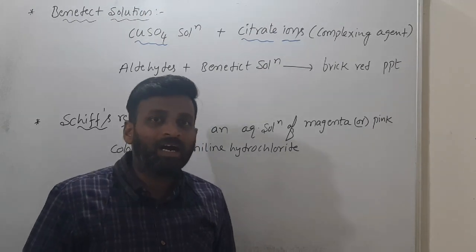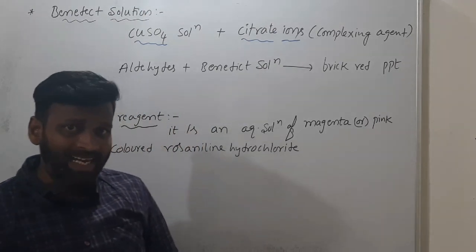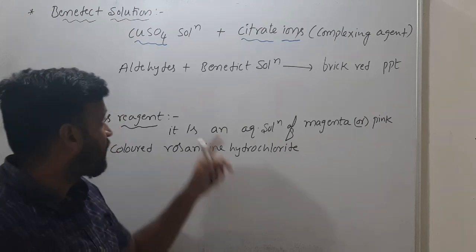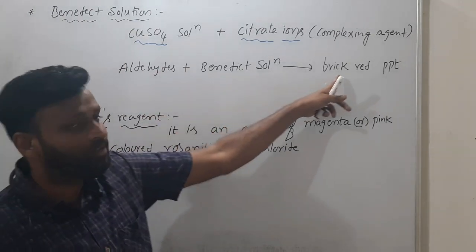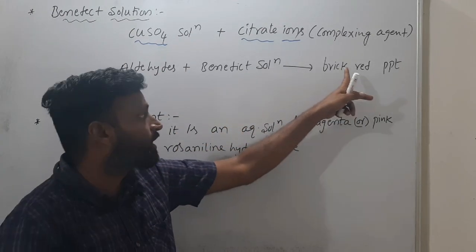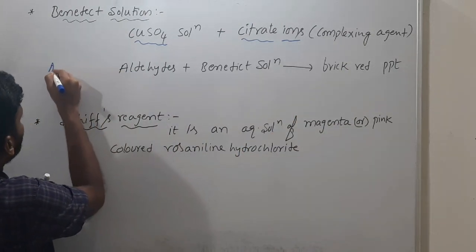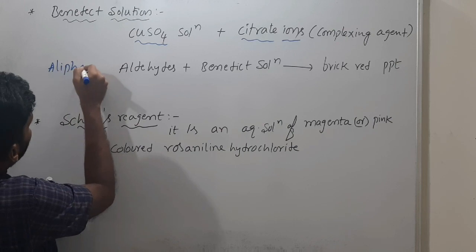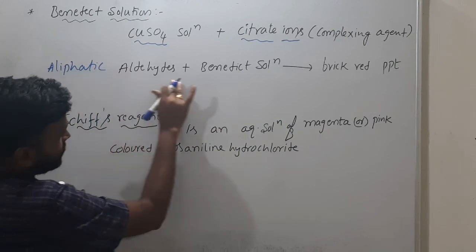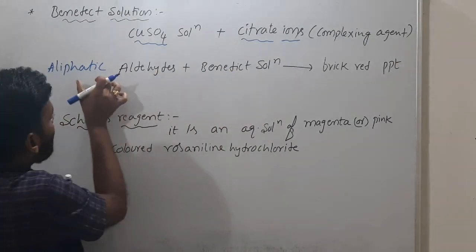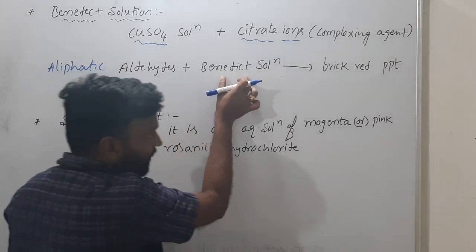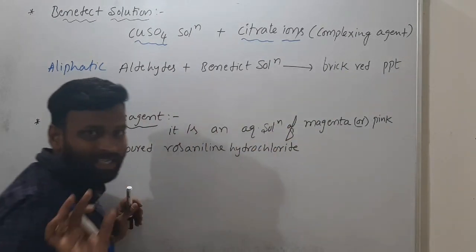Whether the aldehyde is aliphatic or aromatic, how to say? With Fehling and Benedict, the aromatic aldehyde won't give brick red. Which kind of aldehydes will give it? Only aliphatic aldehydes with Benedict solution or aliphatic aldehydes with Fehling solution give a brick red precipitate.